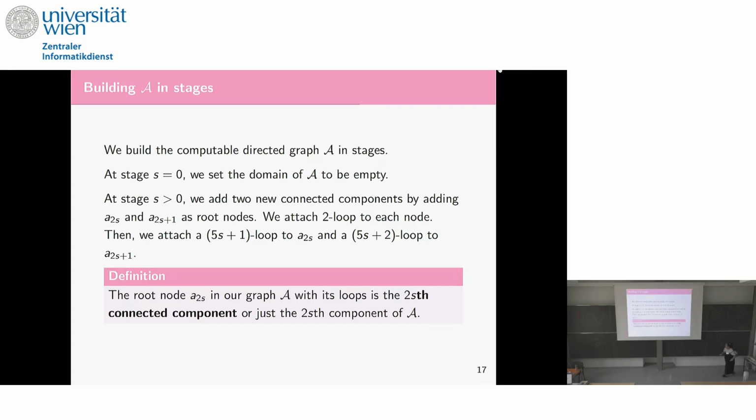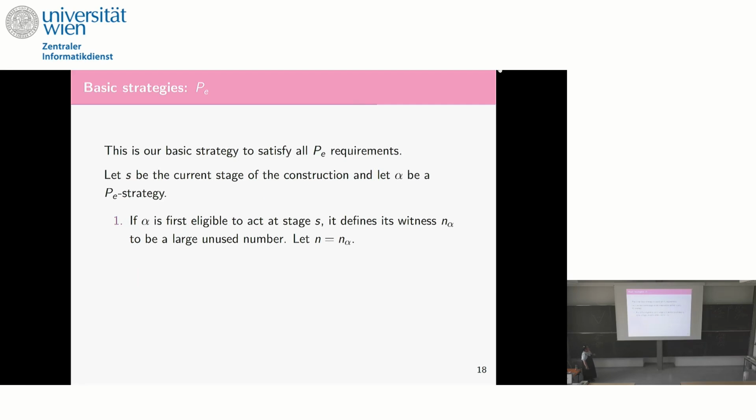So those are the three possible ways your connected components can end up being. They're separated by, so first, either they're separated by the 5s plus 1, 5s plus 2 cycles, or they're different from each other because of the pink and blue loops, or they just look the same. So these are the main tools that we have for this construction. Okay, so let's just talk about the PE strategy.